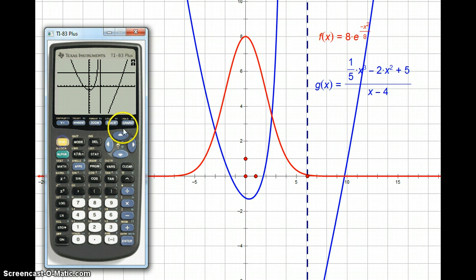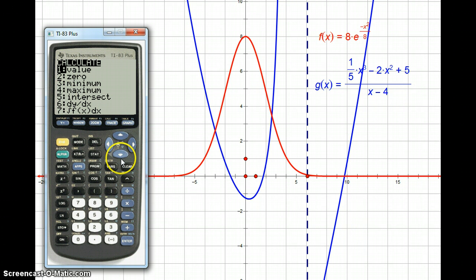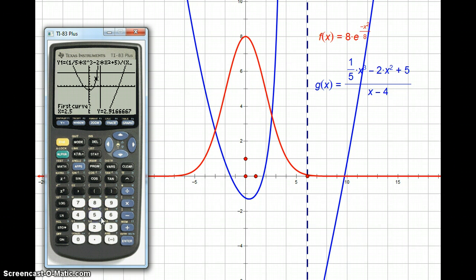So again, I go back into that calculate menu. This time I'm going to go down to the 5th option, the intersect command. By the way, I can get that also by just clicking on the number 5. This time it asks me to locate the first curve and then the second curve and then a guess. If I'm finding an intersection, it's based on 2 curves, so I have to tell it which.